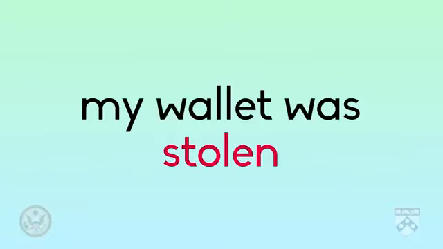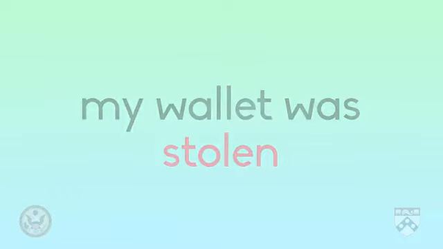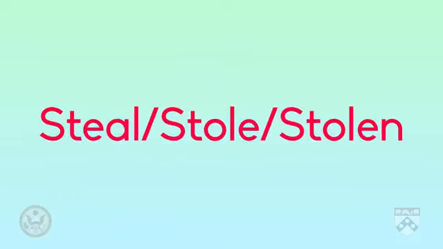For some of those irregular verbs, the simple past and the past participle forms are the same. But for others, they're different. For example, mistakes were made. Made is the irregular past tense and past participle of the verb to make. While in another example, my wallet was stolen, stolen is an irregular past participle of the verb to steal. Stole is the irregular past tense. Steal, stole, stolen.